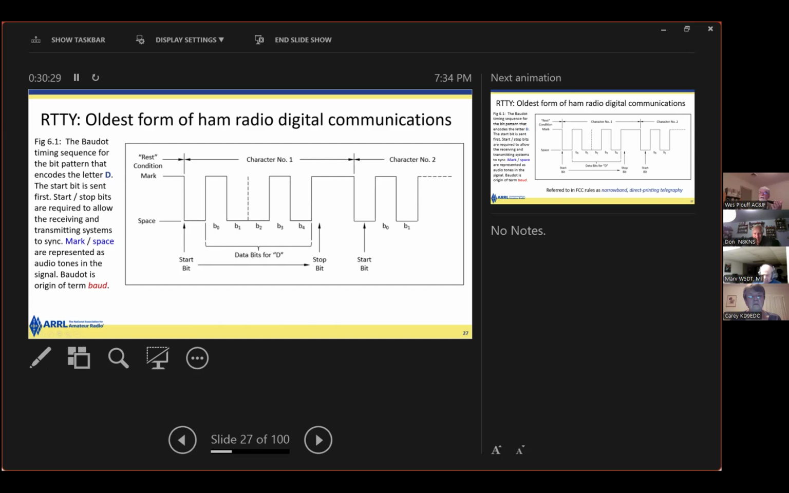Now, this is Baudot code. If you think about the 5 bits in terms of binary numbers, 5 bits can represent 32 values. Well, you want to transmit letters, numbers, and punctuation. And if you think about letters and numbers, you're already at 36 characters. So how does radio teletype deal with that?